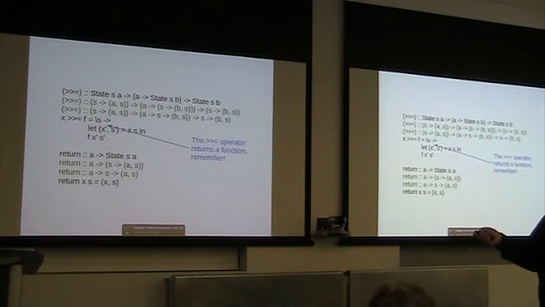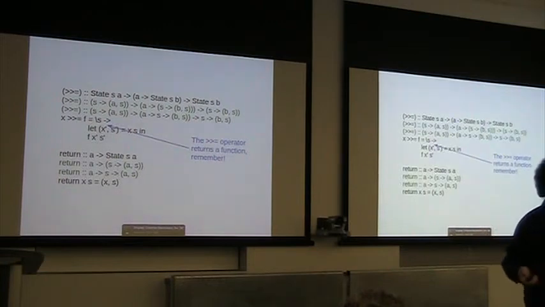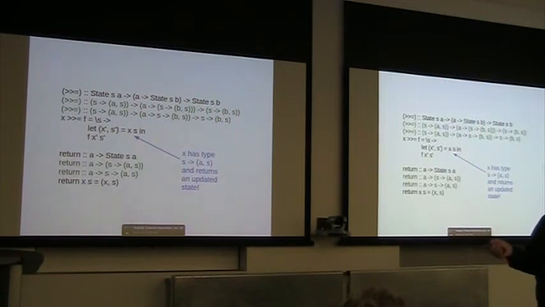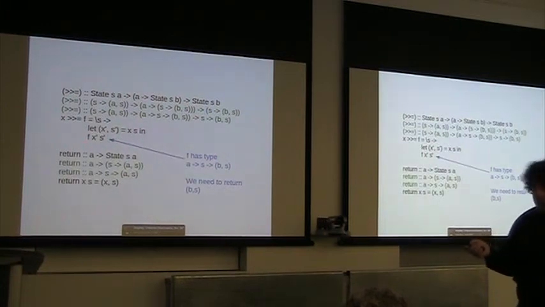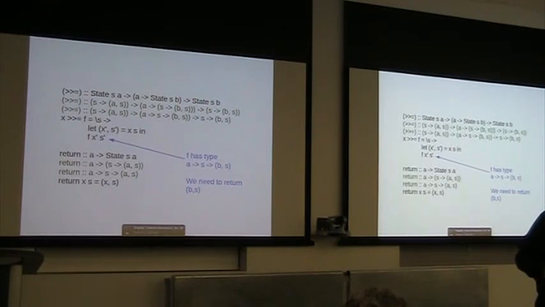The bind operator returns a function again. So we're going to define bind. Immediately it returns a closure of some type S. That's how we get operators with three arguments passed into them. X has type S to A comma S. So it returns its value and the updated state. F, which is the second part of foo, remember, takes both an A and an S and returns a B and an S, which is what we need to return.